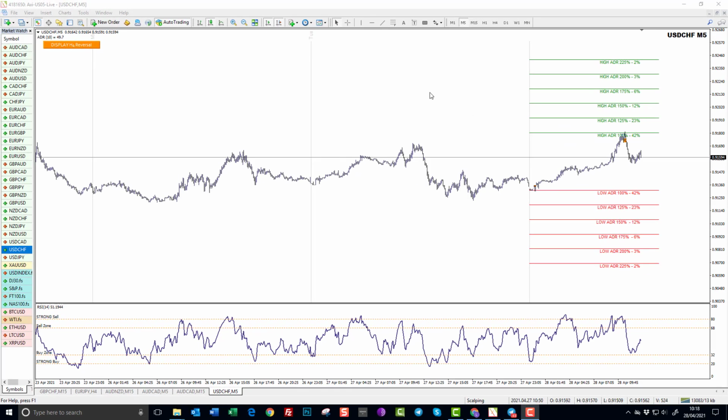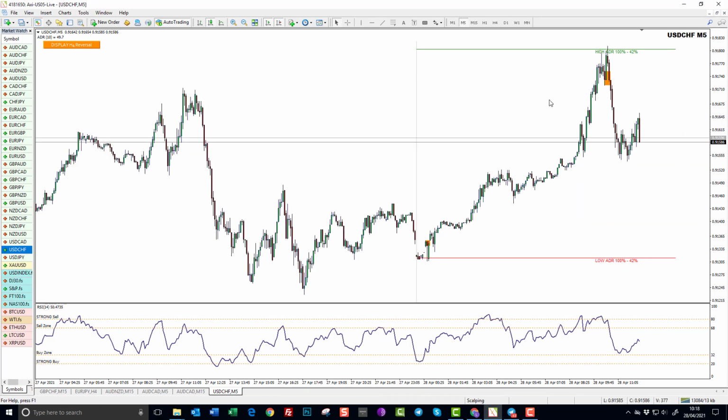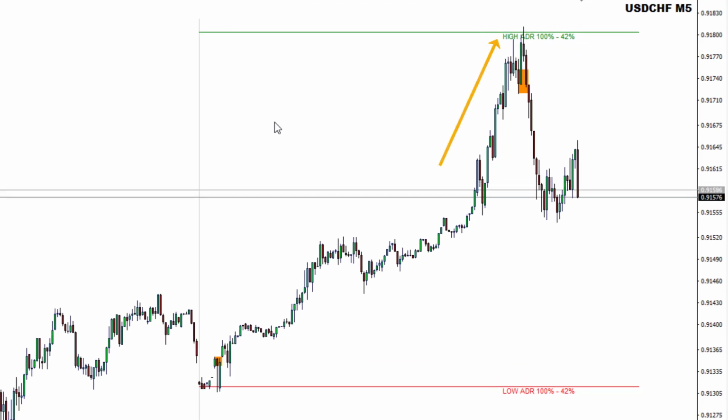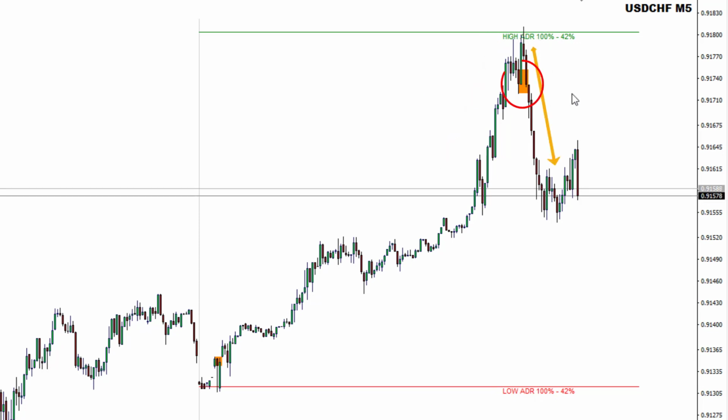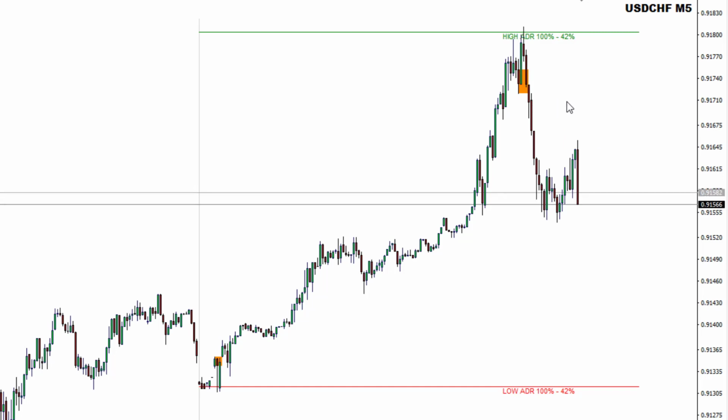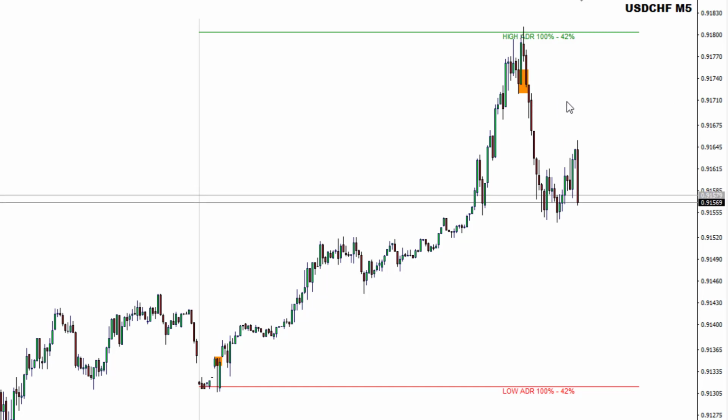So as you can see here, we've got an example on the screen of the US dollar Swiss. If we zoom in, you can see here today that price pushed up into the 100% ADR level, and immediately pulled back, and then it gave us our reversal alert. Now the best time frame to trade these setups on is M5, because you're going to get your market reversal alerts coming in quicker than on time frames like M15. So this is a day trading or intraday strategy.